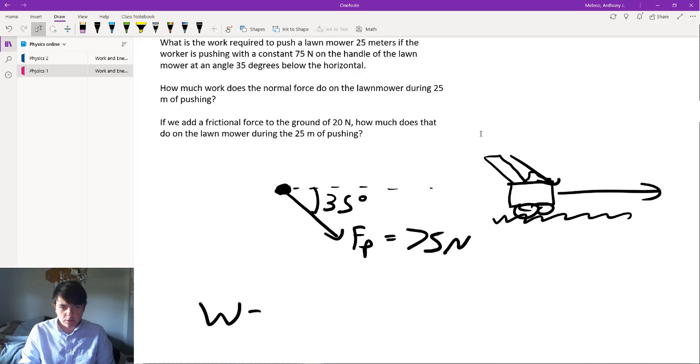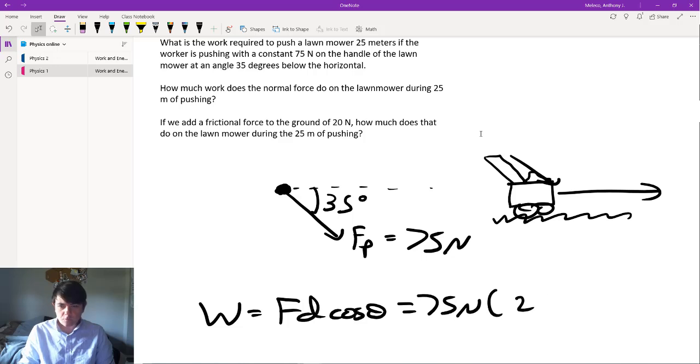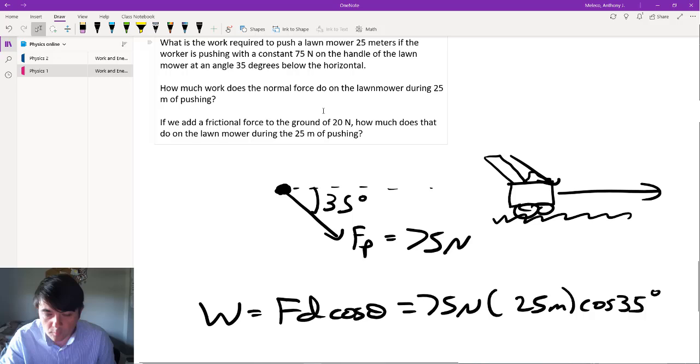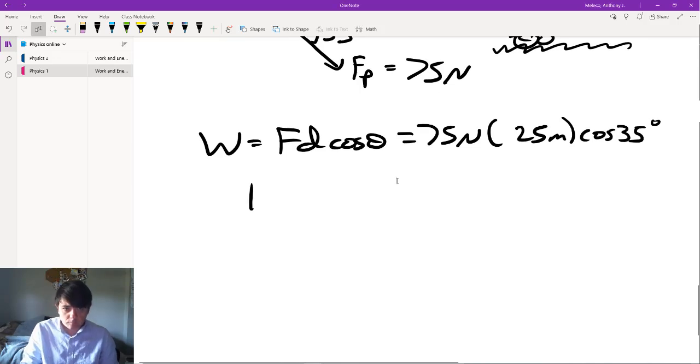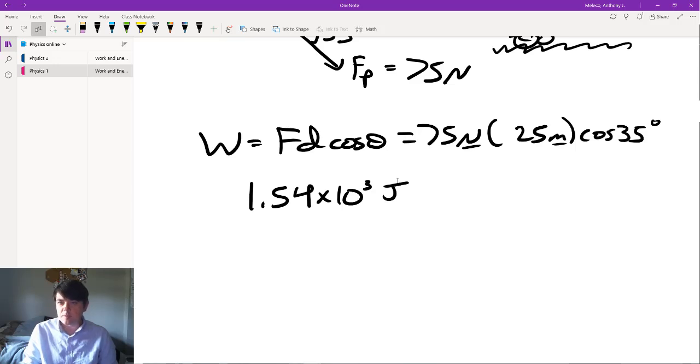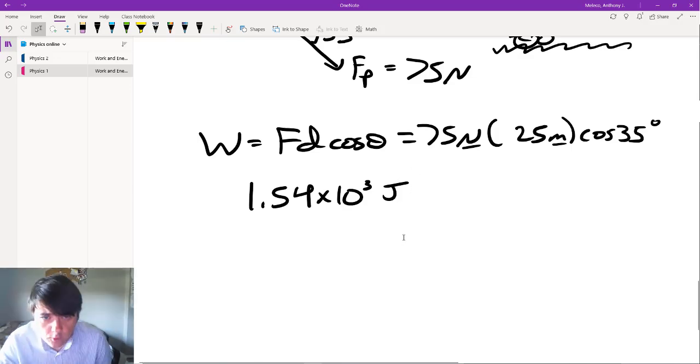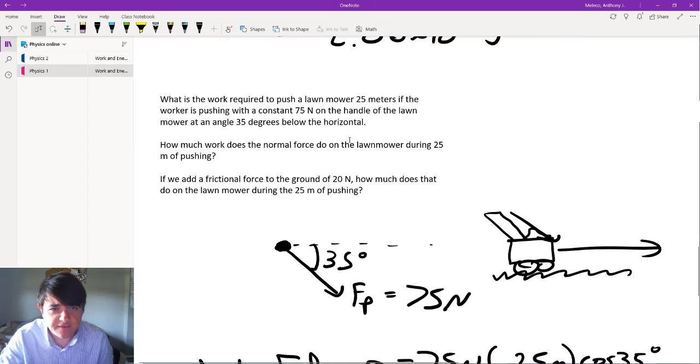So work will be F d cosine theta: 75 newtons, 25 meters, cosine 35 degrees. Okay. And when you do the math on this, this ends up being 1.54 times 10 to the 3 joules. And again, a joule is a newton meter. Okay. So that's the first question.